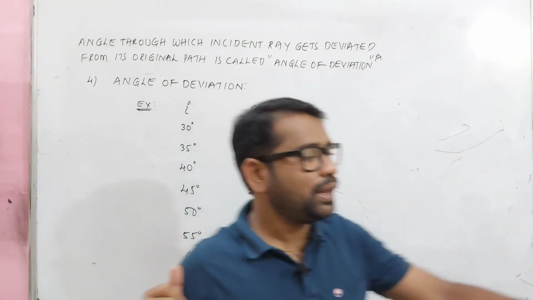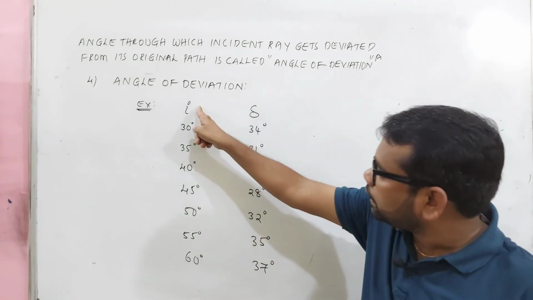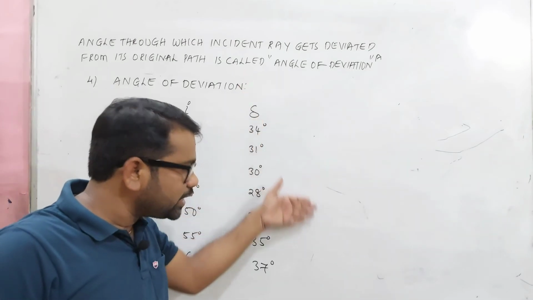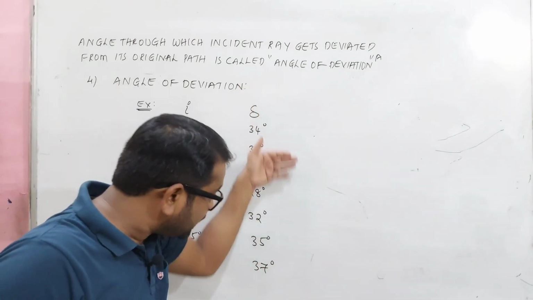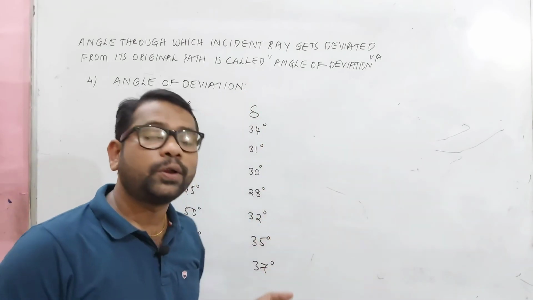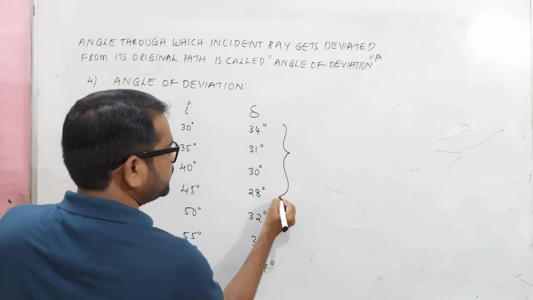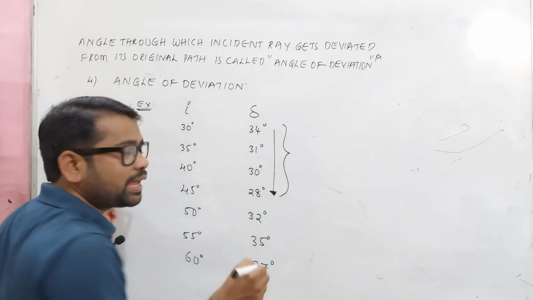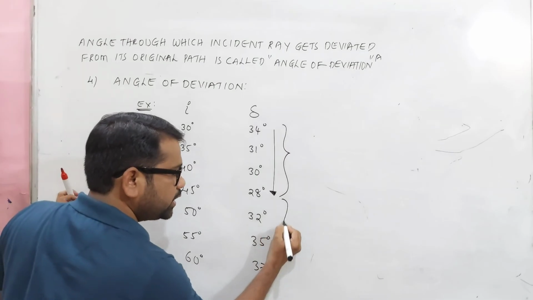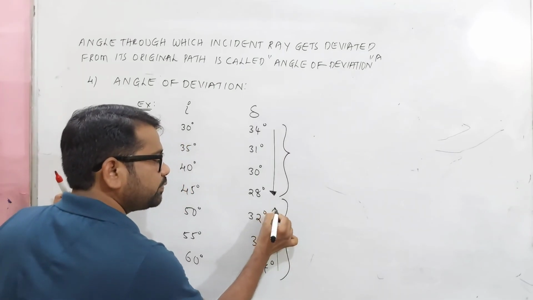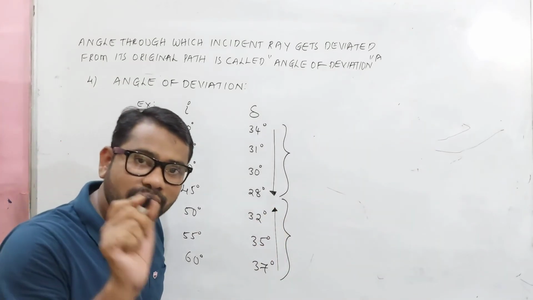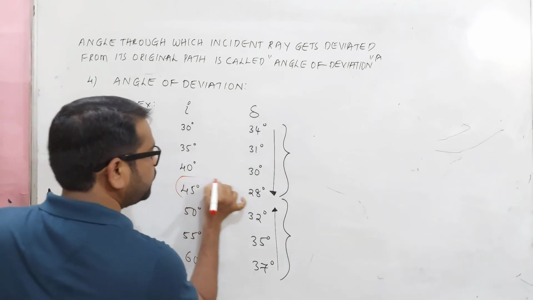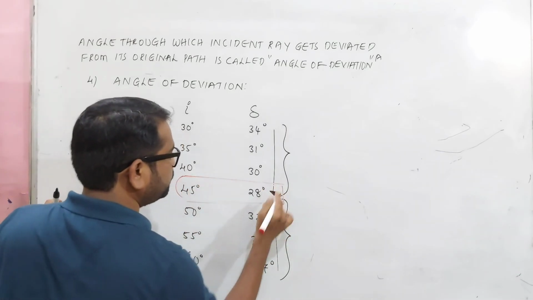Dear children, in this example, let us notice what is happening. Here, the angle of incidence is increasing, no doubt about it. But what about the angle of deviation? Can we say it is increasing? No. Or can we say it is decreasing? No, we can't say that. Why? Look here, from 34 to 28, the angle of deviation is decreasing as we go on increasing the angle of incidence. But from here to here, the angle of deviation is increasing. This is a specialty. There is some special value of angle of incidence where the angle of deviation becomes minimum.